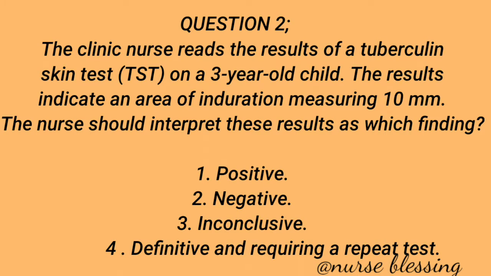Question 2. The clinic nurse reads the results of a tuberculin skin test, TST, on a 3-year-old child. The results indicate an area of induration measuring 10 mm. The nurse should interpret these results as which finding? 1. Positive. 2. Negative. 3. Inconclusive. 4. Definitive and requiring a repeat test.